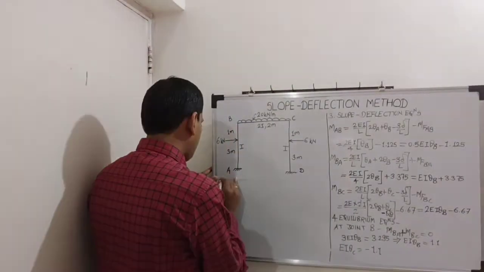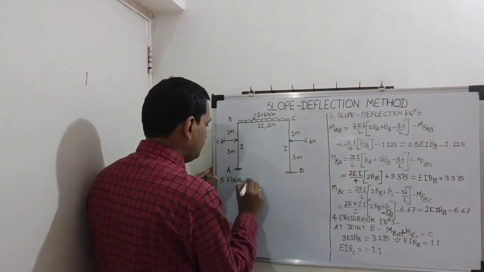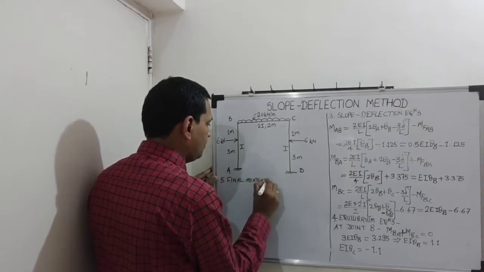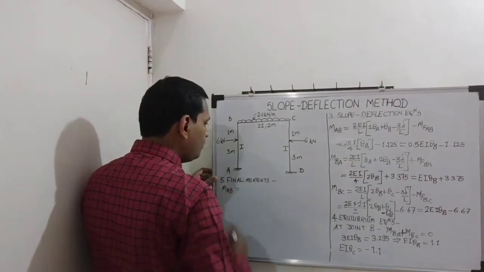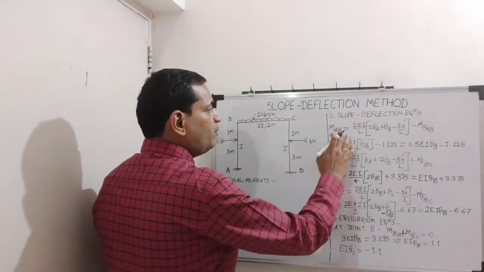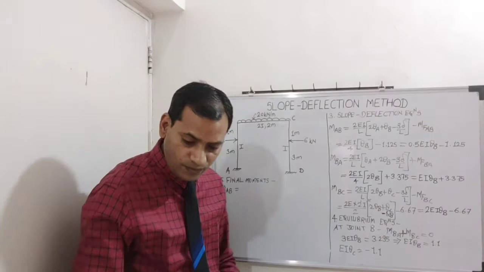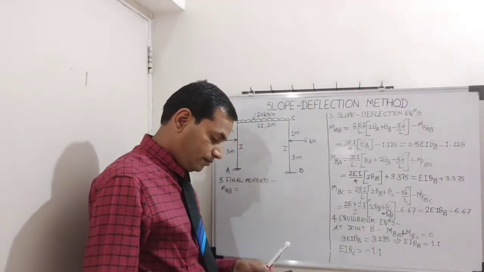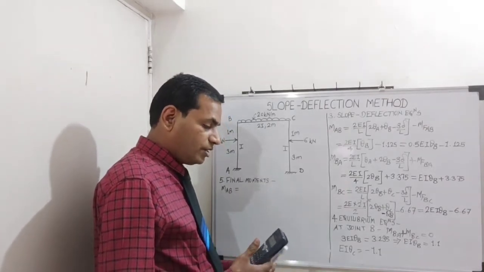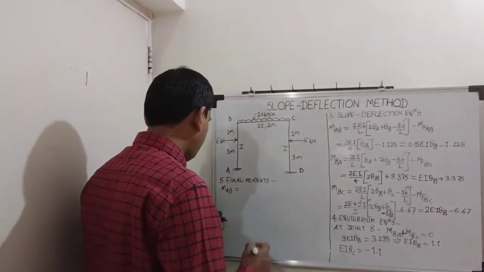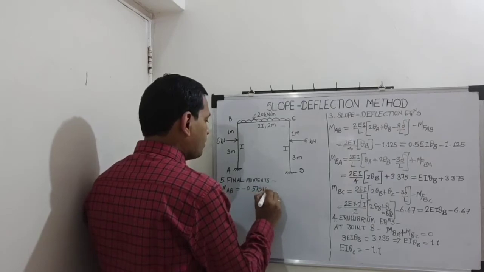So step number 5 is final moments. So what are final moments? MAB is equal to, substitute here the values. MAB is 0.5 EI theta B. So how much is EI theta B? 1.1. So 0.5 into 1.1 minus 1.125. So the answer is minus 0.575. MAB is minus 0.575 kilonewton meter.